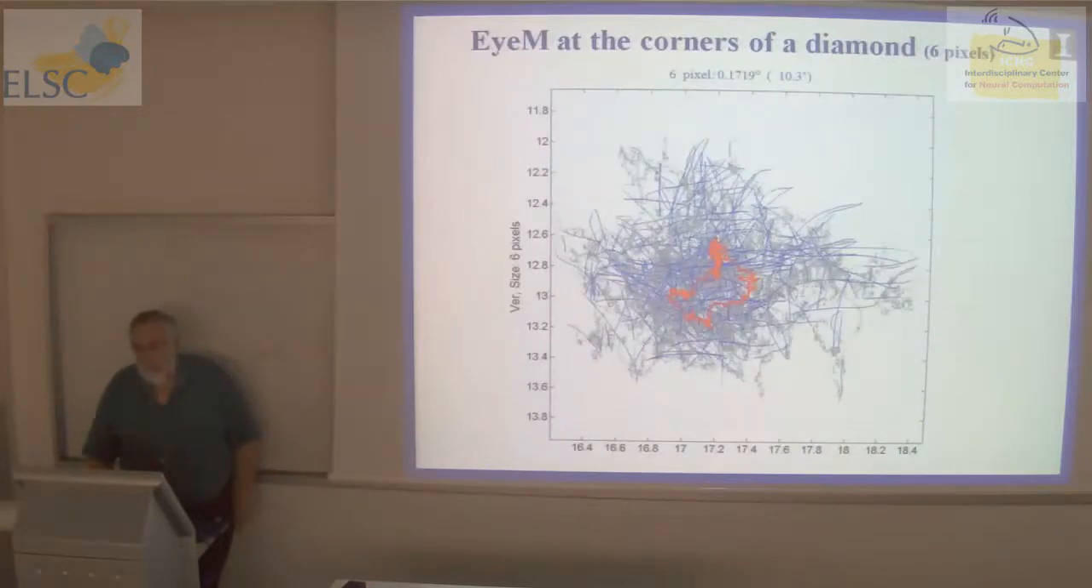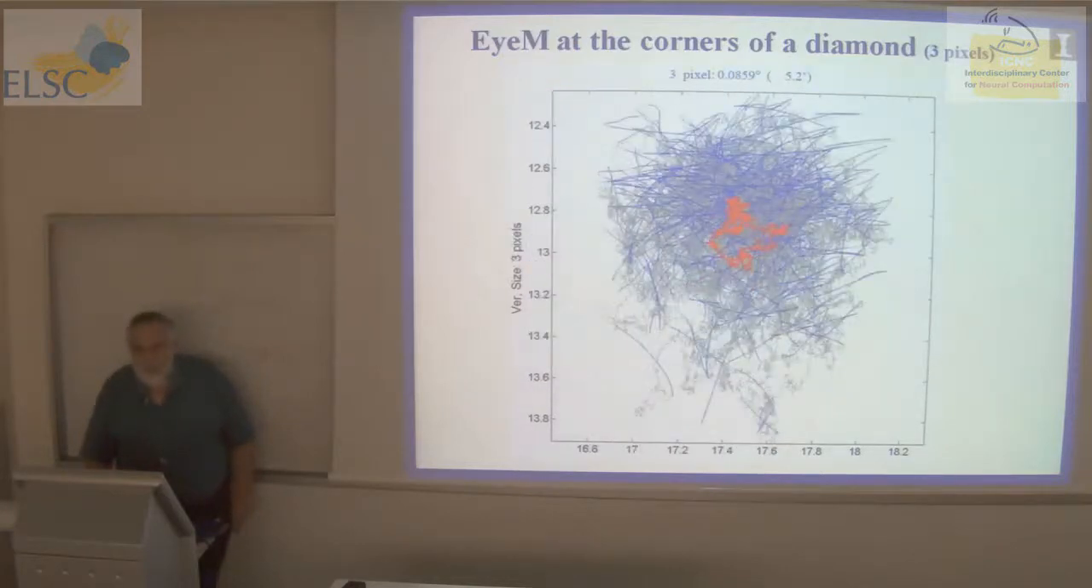So this is 6 pixels. It's already on the size of the microsaccade. You can see that you have much more horizontal microsaccade, even though the average is a diamond. And this is even smaller, the smallest one. This is in the size of the smallest microsaccade. And you can still see the diamonds.